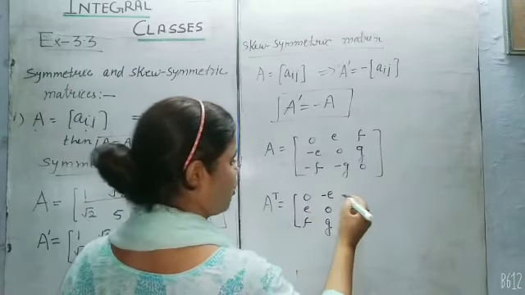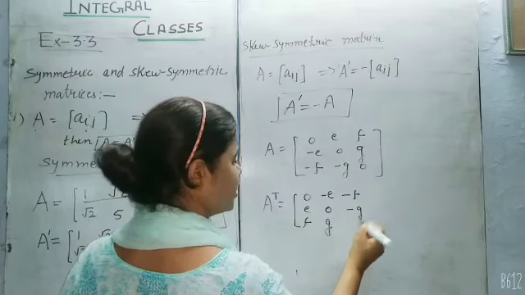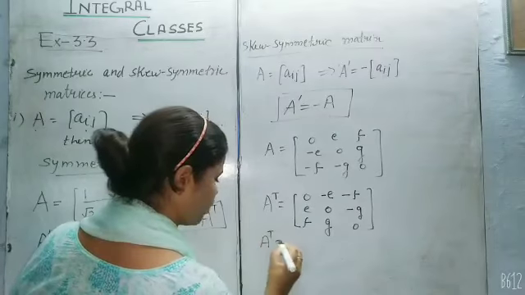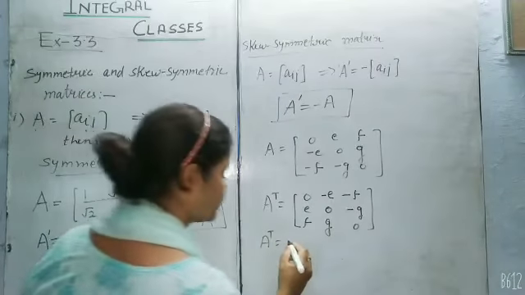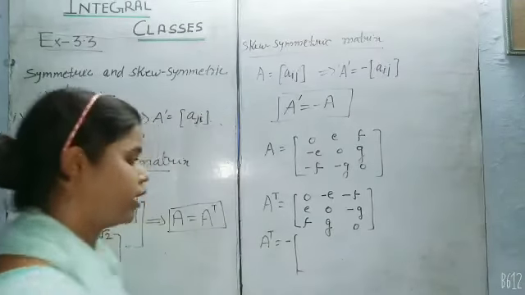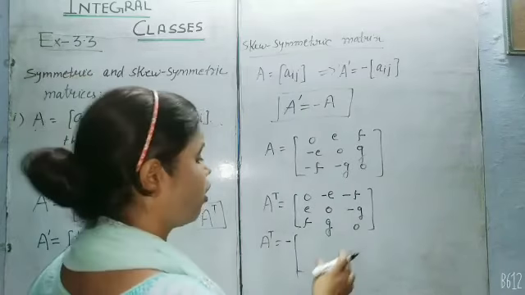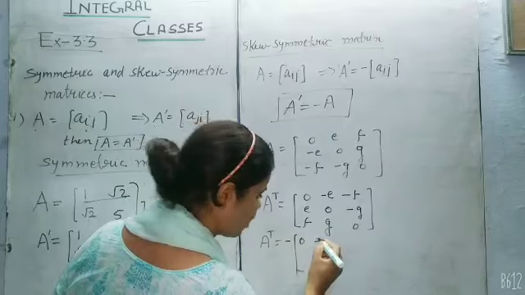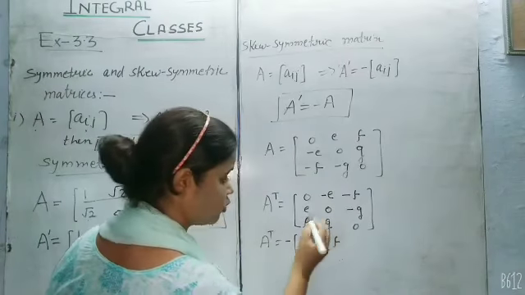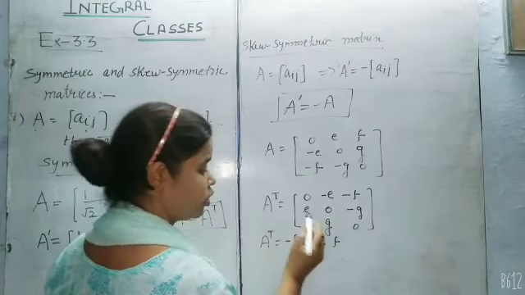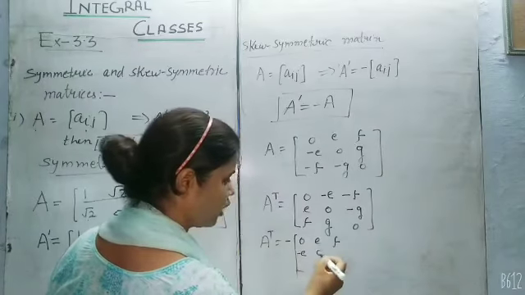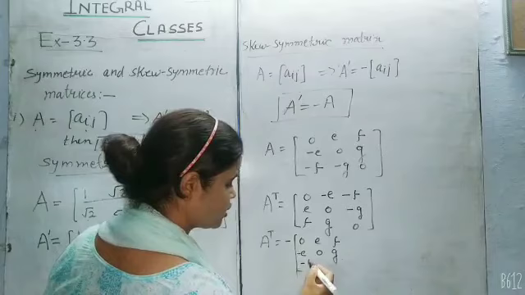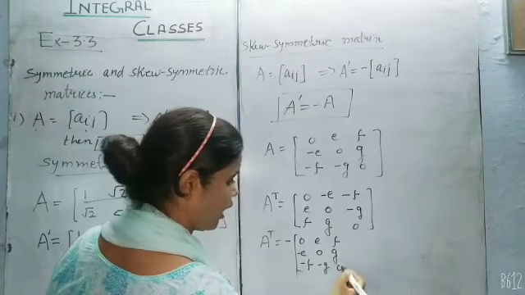Now third row: minus F, minus G and 0. So student, here A transpose equals, if we take the minus sign outside of this matrix, then every element takes its opposite sign. 0 stays as it is. This becomes positive. It is also positive. Here it was positive, now it becomes negative. Again 0. Here it was negative, so it becomes positive. Here is minus F, minus G and 0.